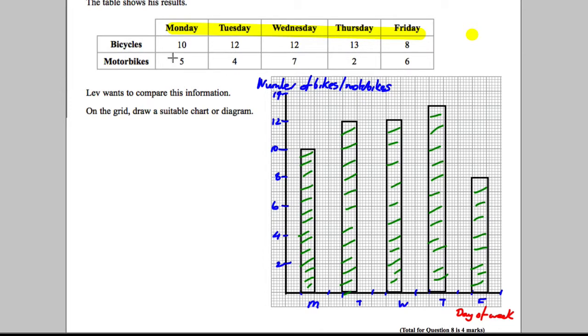And now we're going to fill in the other days. So motorbikes on Monday was 5, so we're going to go up to 5 here. Then motorbikes on Tuesday was 4, like that. Wednesday the motorbikes was 7, like that. And Thursday we had 2, like that. And on Friday we had 6 as follows. And we're going to label them in a different way, so maybe like this. Or something different, or lines down the page, something very clearly different.